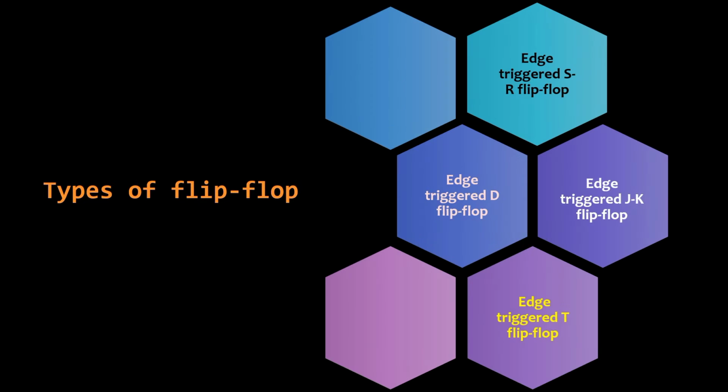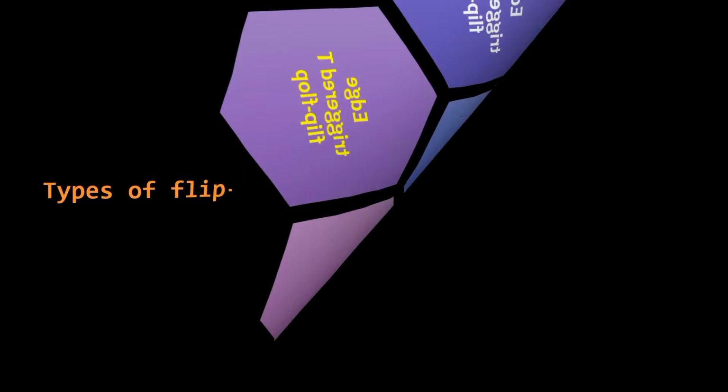Flip-flops have several types that have different designs which give different outputs. Humans developed them to give better quality of output. For example, edge-triggered SR flip-flop, edge-triggered D flip-flop, edge-triggered JK flip-flop and edge-triggered T flip-flop. Let's take a look at them one by one.